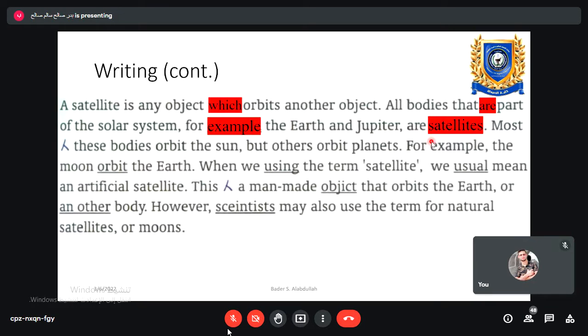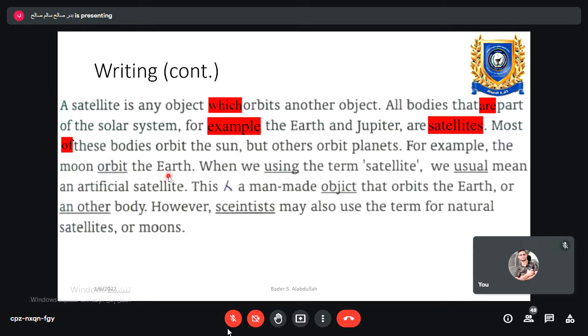Okay, so most blank these bodies orbit the sun. We have a missing word here. Most of. So this mistake is called a missing word mistake. Most of these bodies orbit the sun, but others orbit planets. For example, the moon orbits the earth.